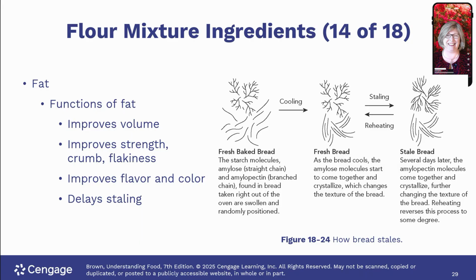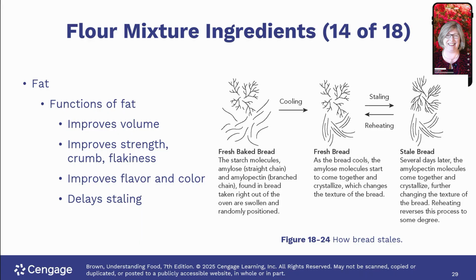Figure 18-24 shows you how bread stales. So remember starch molecules in an amylose straight chain, which you see above the fresh bread image there. The straight chains, that's amylose. And then amylopectin is the branch chain. Amylose and amylopectin are found in bread taken right out of the oven, in which they are swollen and randomly positioned.